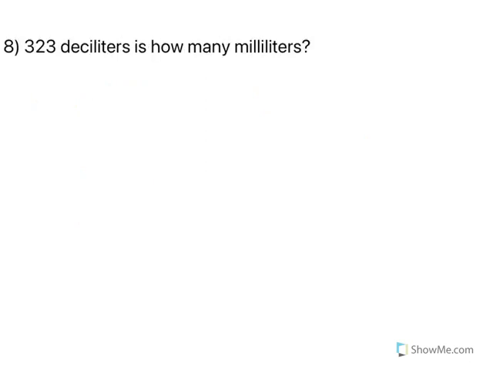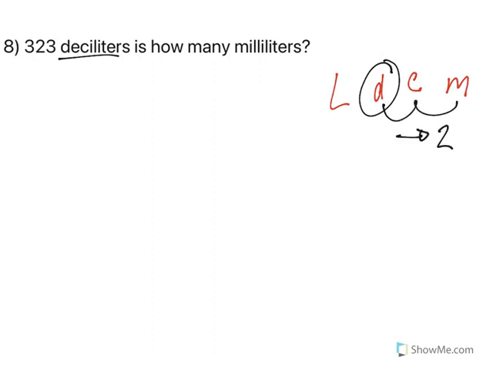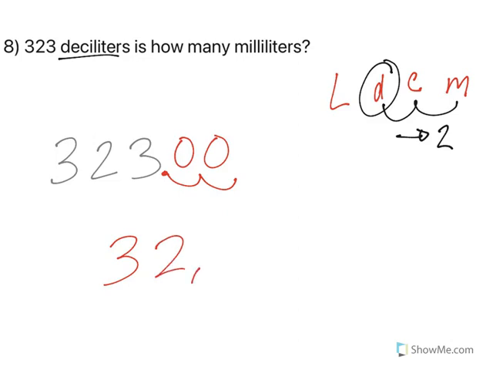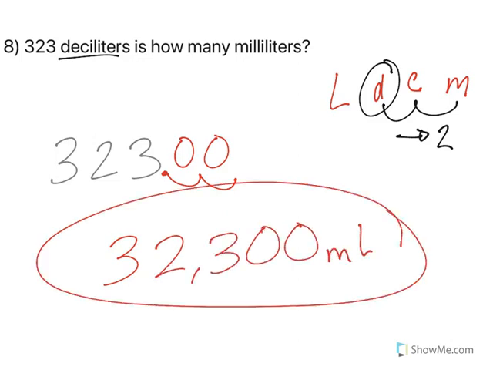323 deciliters is how many milliliters? Okay, so if we're talking liters, this deci is to the right. So I have deciliters, centiliters, milliliters. So if I'm starting with deciliters to go to milliliters, I'm going to the right 2 places. So if I start with 323, my decimal point's at the end, I go right 2 places, put in the zeros, and I get 32,300 milliliters.